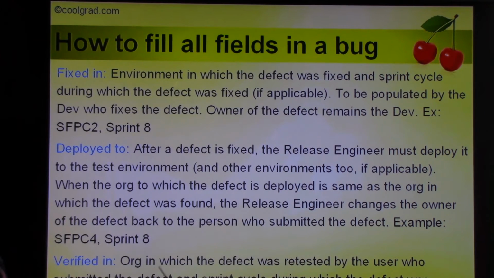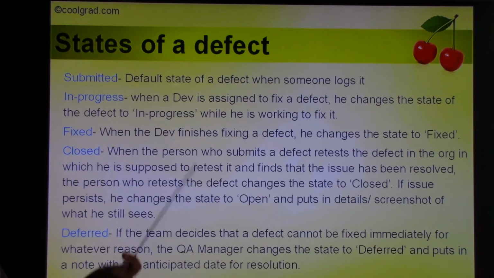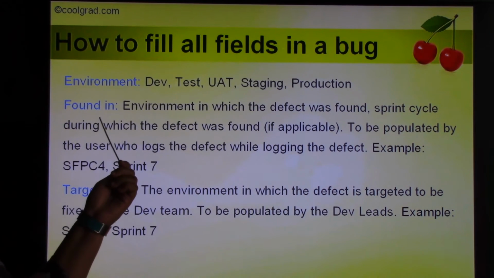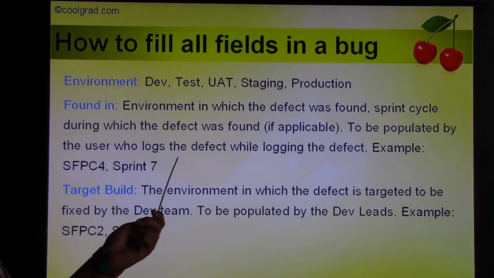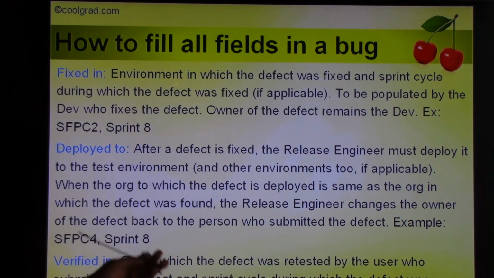So verified in. The release engineer has to migrate it to the same environment in which it was originally found. Like in the previous slide, we talked about found in, right? The environment in which it was found. So the release engineer migrates the bug, and when deployed to is the same as found in, then he gives it back to the person who logged the bug to retest it and close. Remember, every bug has to be retested in the same environment in which it was originally found before it can be closed. Verified in. So when the person is retesting it, and this time he says, hey, this is working fine, he says in which environment, which particular build he retested it. Or the person may say in which particular build he retested it and the bug was not fixed. So this is a record of in which build they tried to retest the bug.